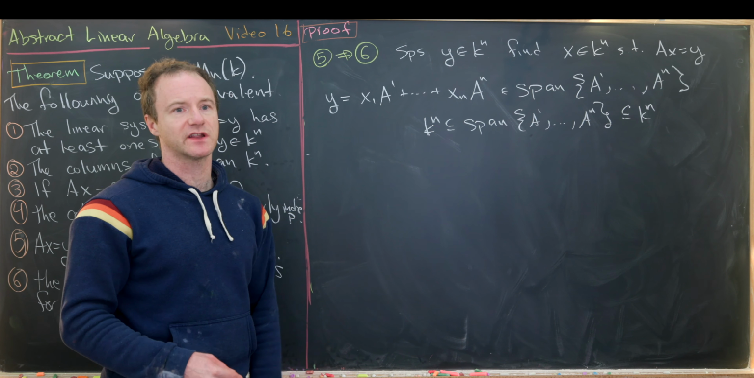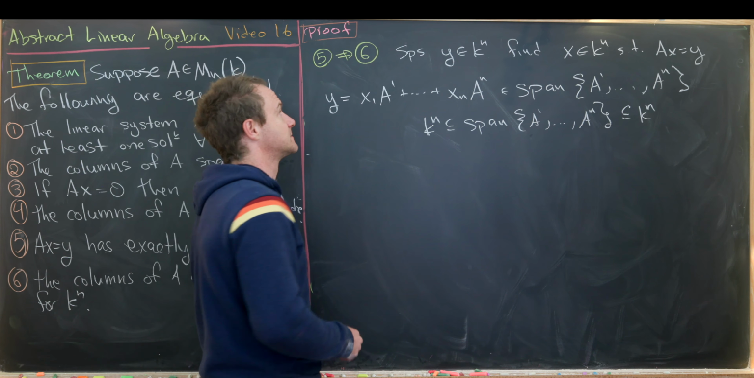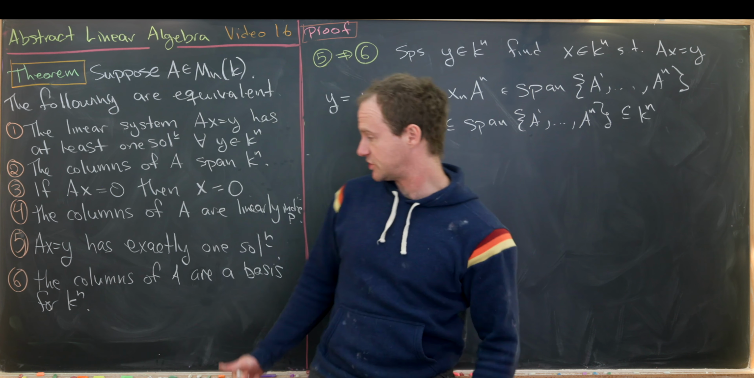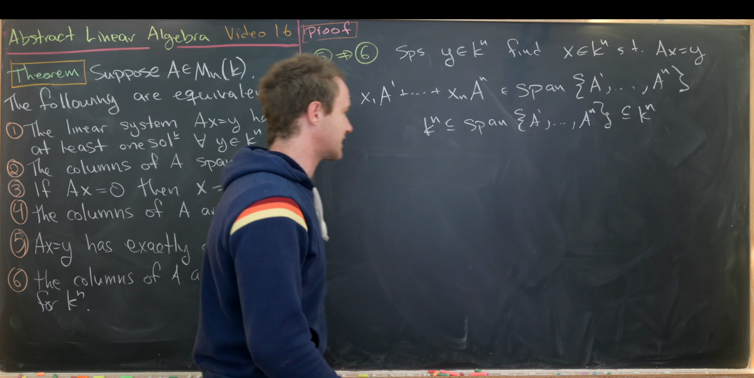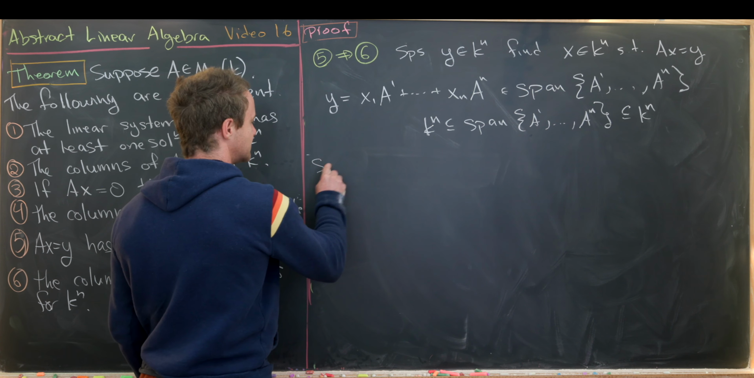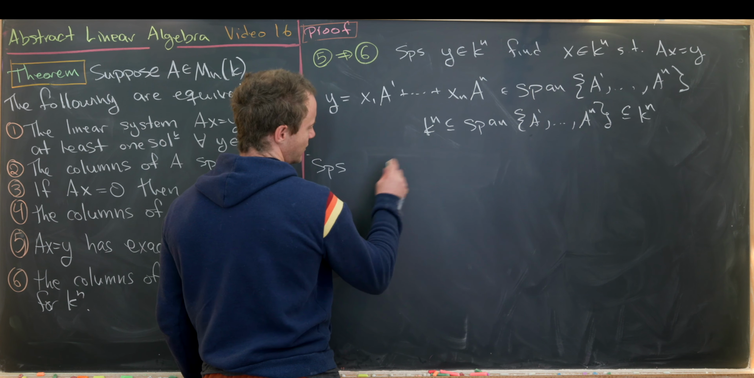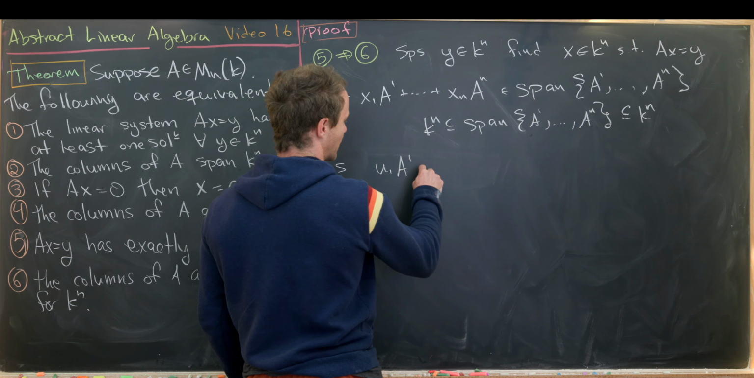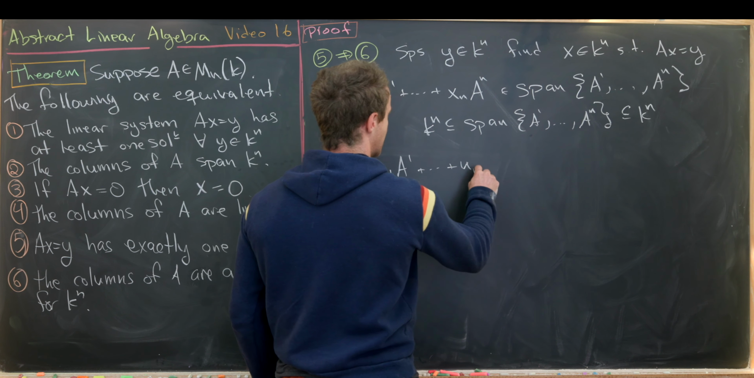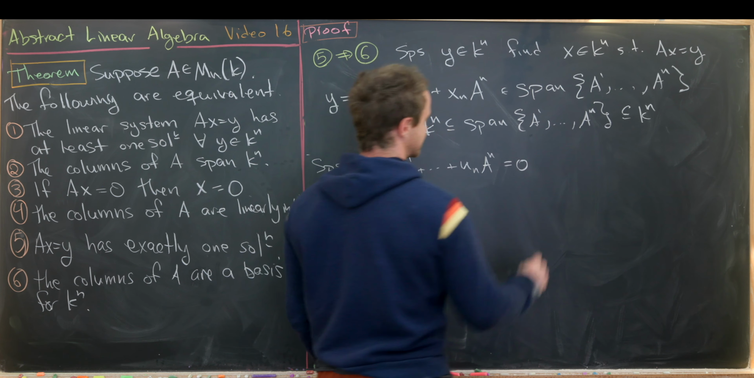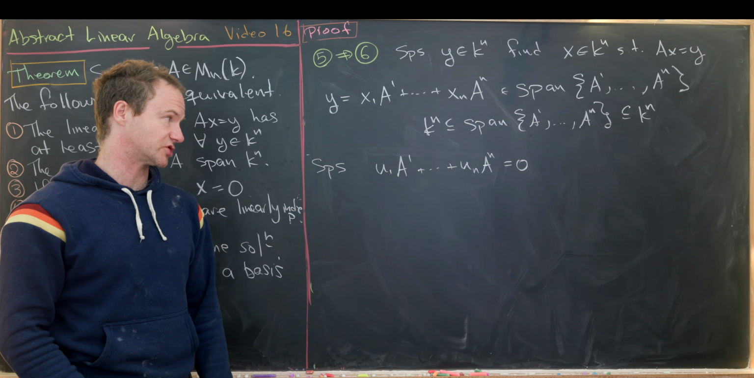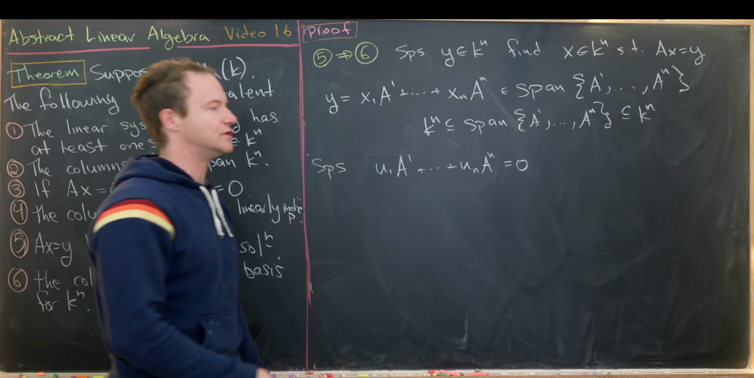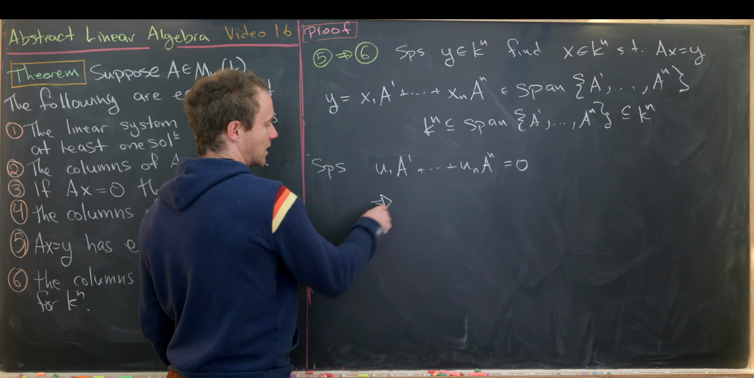But let's do just a little bit more work for practice. And so keeping that in mind, we showed spanning, and in order to have a basis, you need spanning and linear independence. So let's suppose that u1 A1 all the way up to un An equals 0. So a would-be linear dependence relation. So we want to show that all of the u's are 0, but that shouldn't be too hard.